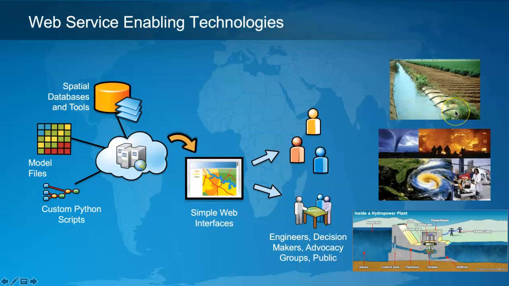If we look over on the left, you can see we have big data, lots of files, scripts, and workflows and models that develop solutions that our stakeholders and advocacy groups need to use to make decisions. And so what we really need is this thin client interface in the middle, a simple web interface that helps bridge that gap from large data to information that's actionable for the decision makers.